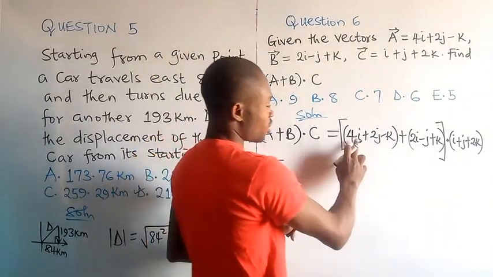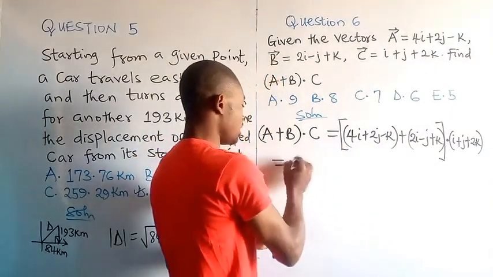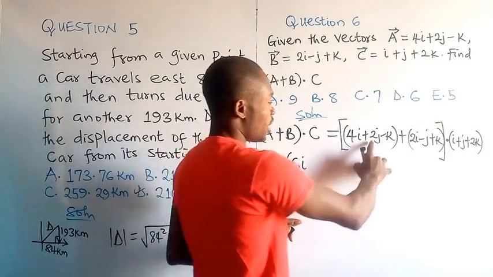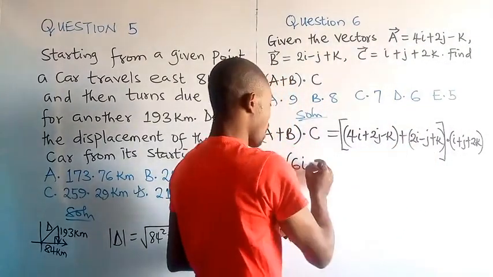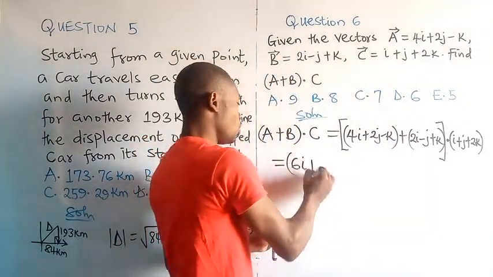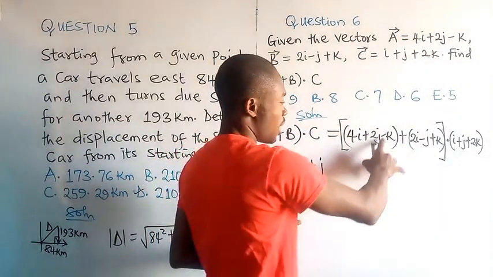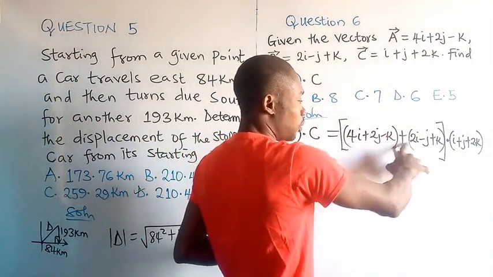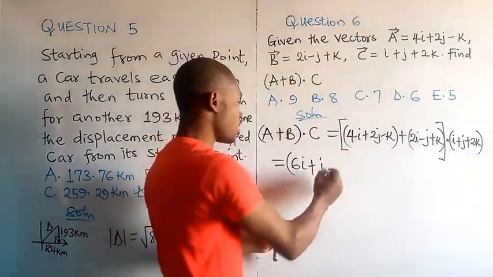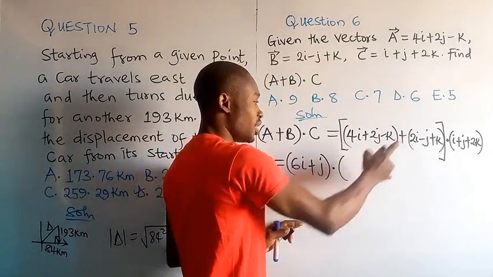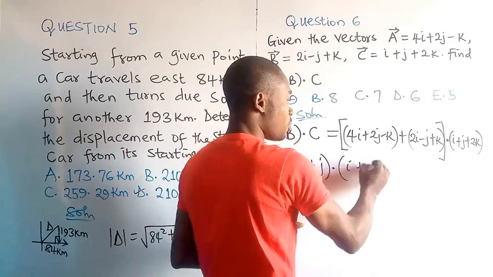And that, I said, is going to give us 4 plus 2, and that is 6i. Then 2j, or simply 2 plus minus 1, which is 2 minus 1, will give us 1. 1 times j will give us plus j. Then minus 1 plus 1 here will give you 0. 0 times k is 0, so that guy goes off. So we'll have it dot c, and the vector c is i plus j plus 2k.